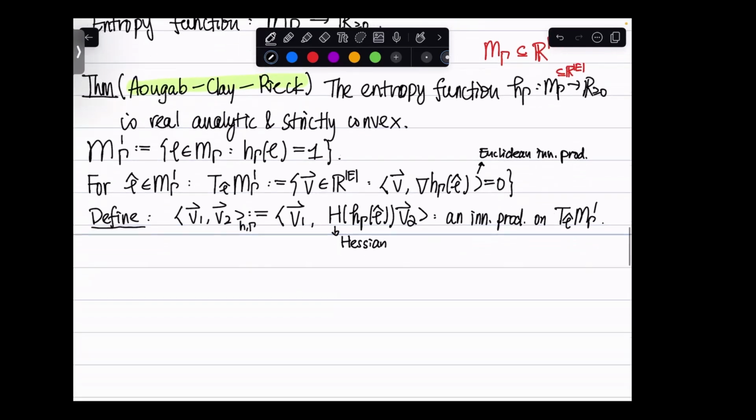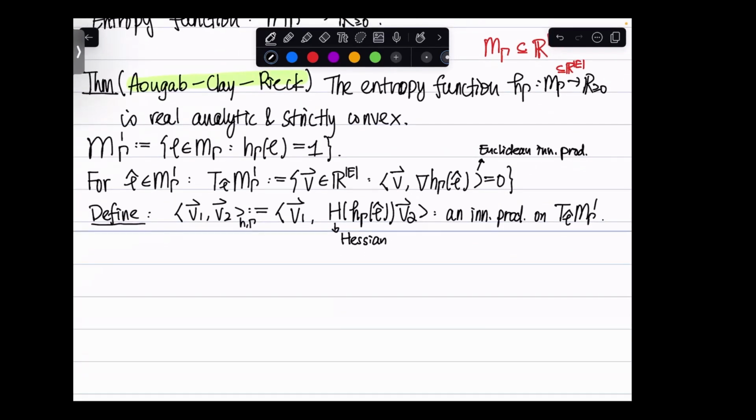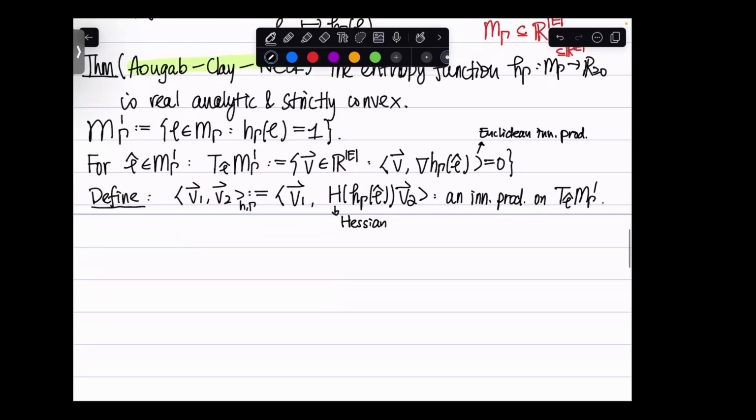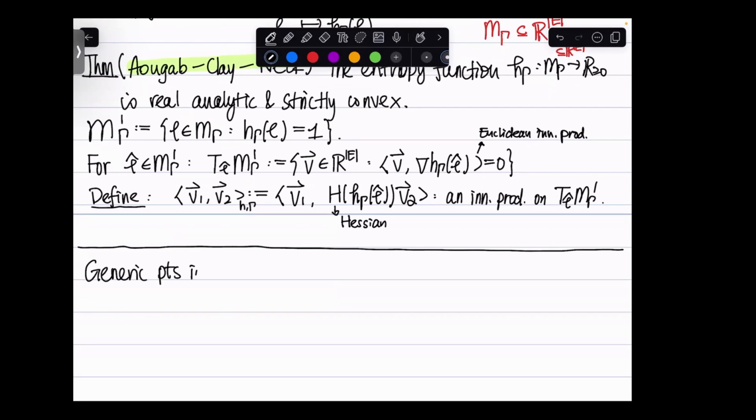Now we're going to use this inner product to define a metric on the shift locus. Back to the shift locus: how do we relate the shift locus to this M gamma 1? We can use this inner product to define the length of each tangent vector. Let's start with generic points in the shift locus and metric graphs. We're going to relate generic points in the shift locus to metric graphs.